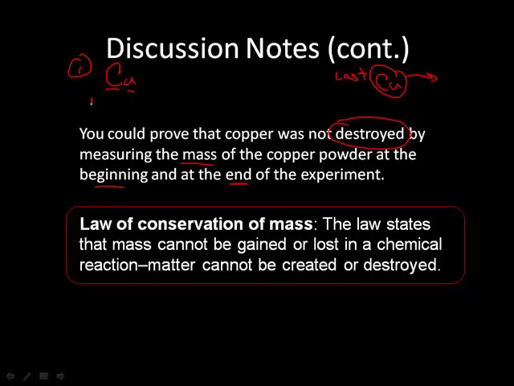Now, is the mass of the copper initially going to be equal to the mass of the copper at the end? If it is equal, that means that the mass before equals the mass after. However, did we have every single bit of copper at the end that we had at the beginning?